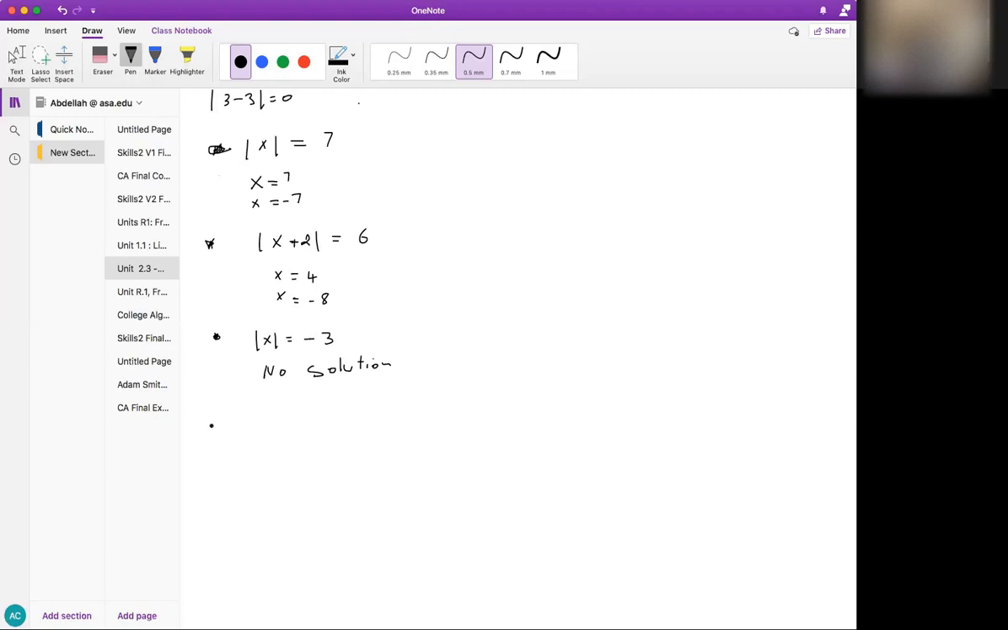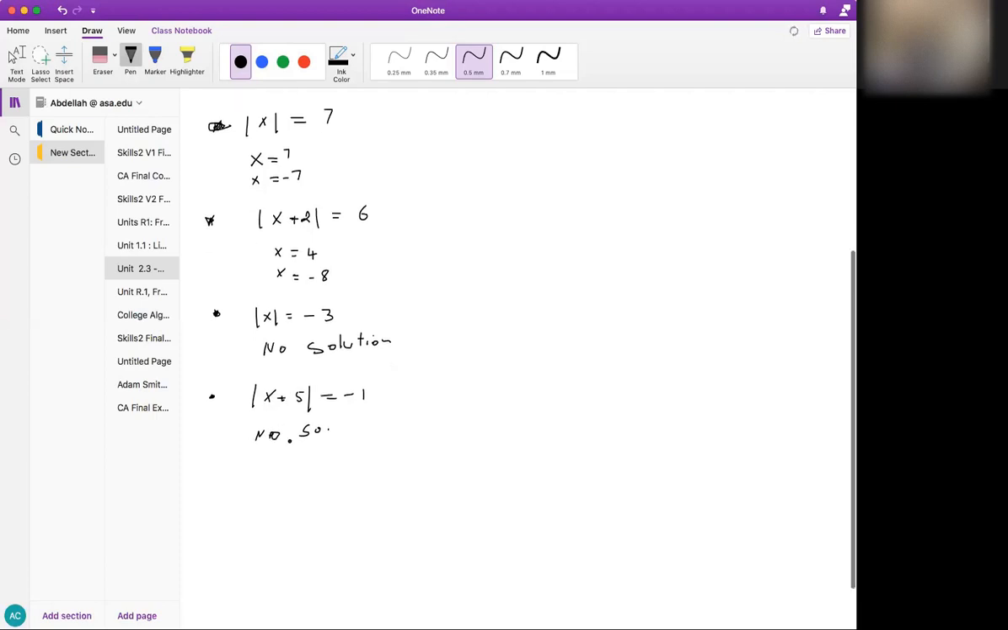All right, so we said this one has no solution. Same here, if you do this plus 5, equals -1. Same thing. This can't be true because the absolute value can never be negative. The absolute value of whatever expression is inside cannot be negative. Regardless of any numbers you plug in, you will never get a negative value from an absolute value. So we say no solution, just like the previous one.